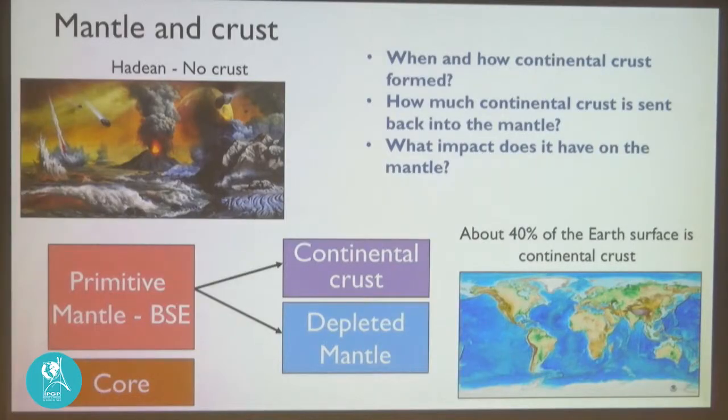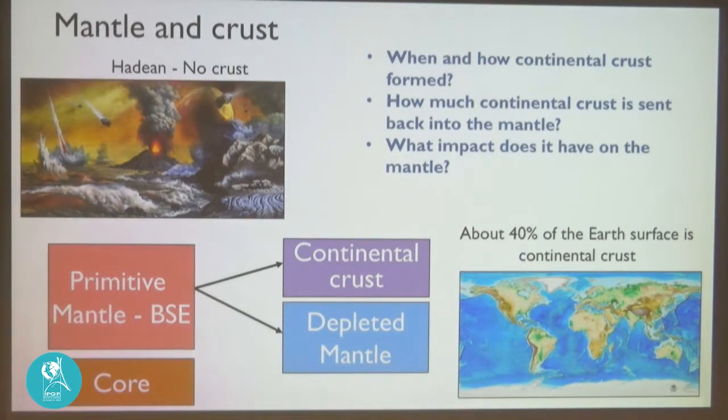Mantle and crust. So how do we look at it when we are geochemists? What I'm going to talk about today is the differentiation of the Earth that created the mantle and the crust, and what happened between the beginning of Earth's history, the Hadean, when there was no crust, as shown on this picture, which is a bit of an artist's point of view, but it's quite nice, all the way to the present situation shown here, with ocean, continents, and the mantle below.